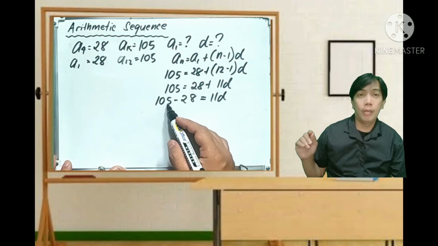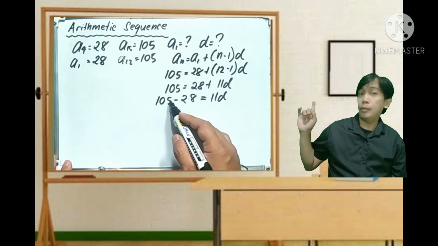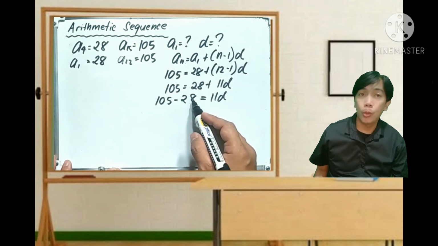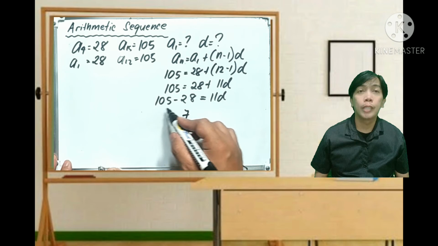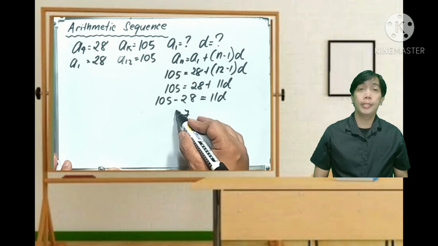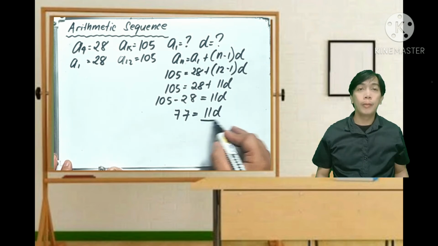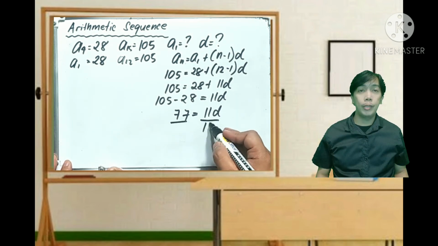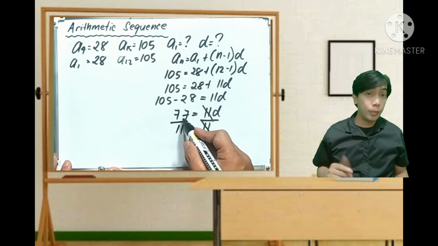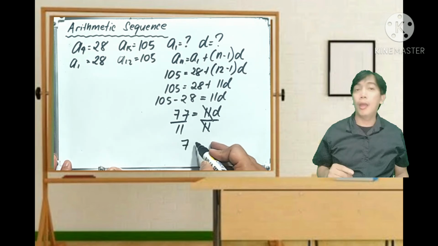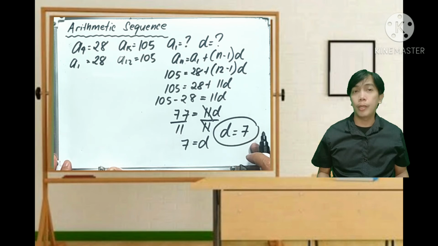So let's try to solve this. 5 minus 8, this cannot be. Let's try to borrow. So this will become 15 minus 8, so we have 7. And we have here 9 minus 2, which is 7 also. It's equal to 11d. Dividing both sides by the coefficient of d, which is 11, we cancel out 11 here. 77 divided by 11, the answer is 7, is equal to d. So we have d is equal to 7. That is now our common difference.